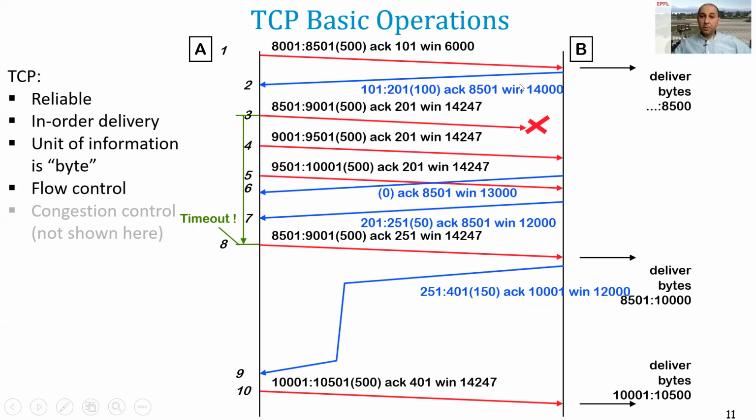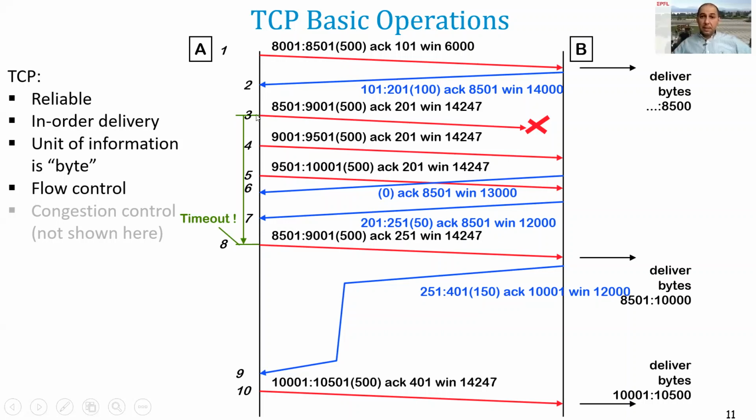And the sliding window is 14,000. This is just to tell A, please don't send more than 14,000, otherwise I will have buffer overflow. So this is what we call the flow control. It's end to end. It's based on the conditions of the two endpoints of the communication, and it's completely independent of the conditions of the network.